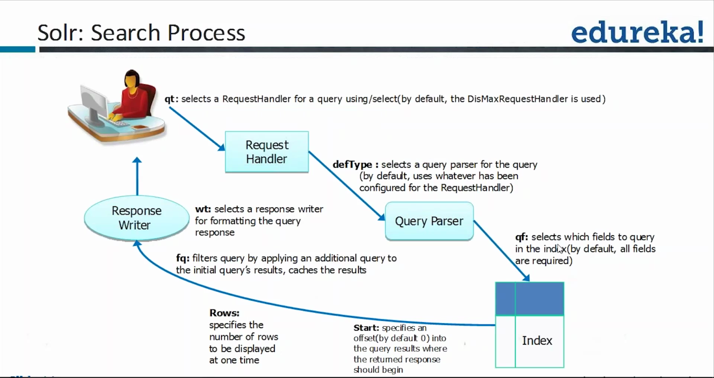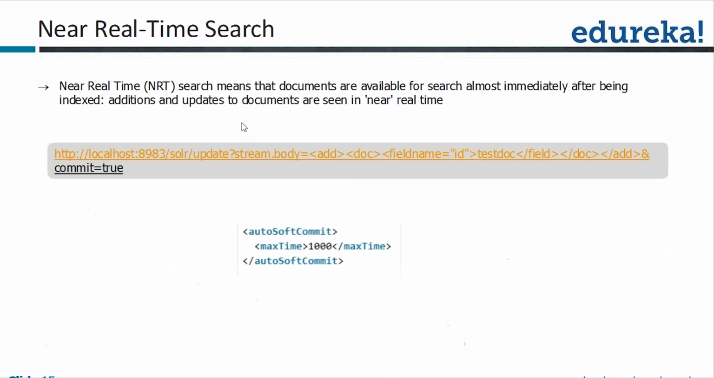However, FQ is basically performing additional filtering on the data which has been fetched from the index store. So this basically does a little more processing on the results which have been fetched. So more filtering has been done. And WT specifies the writer type, like you can choose in which format you want to read the data.